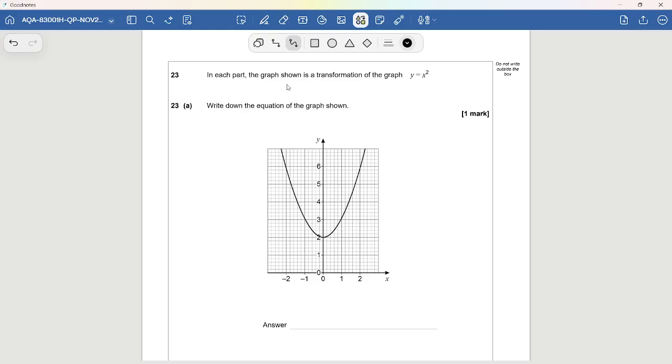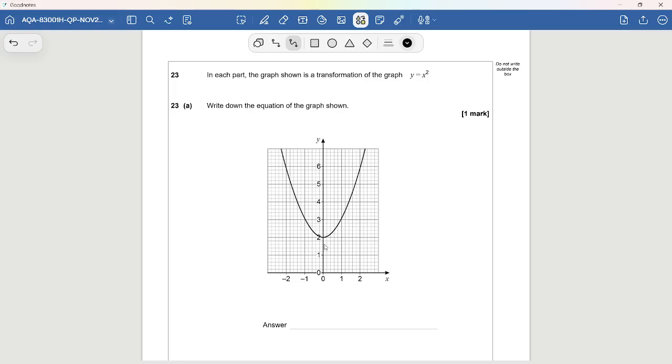In each part, the graph shown is a transformation of the graph y is x square. So y is x square is the original graph. Based on that graph, you have to see how these graphs are being transformed. Write down the equation of the graph shown below. So for this graph, if I take the original graph and see this graph, how has it been changed?